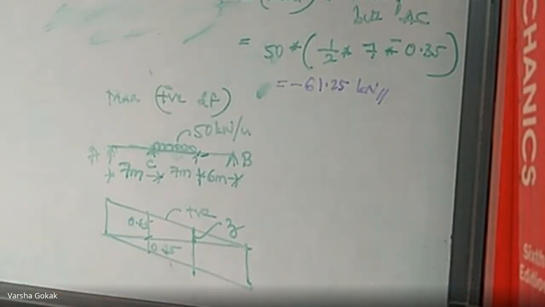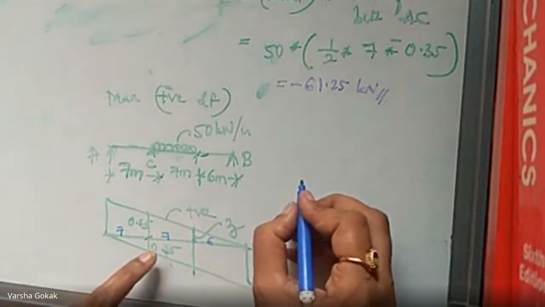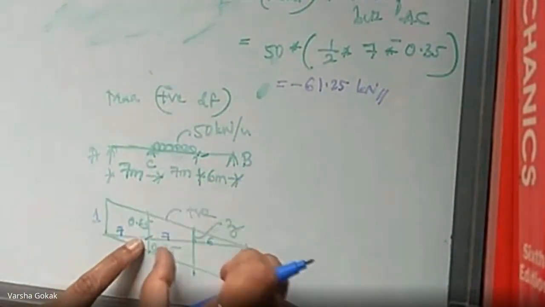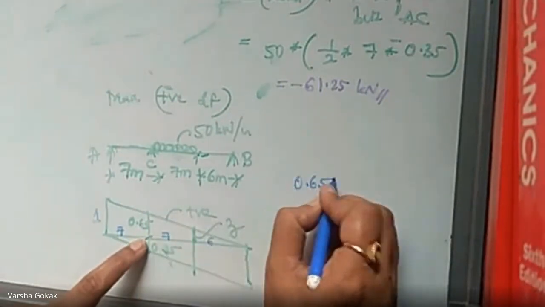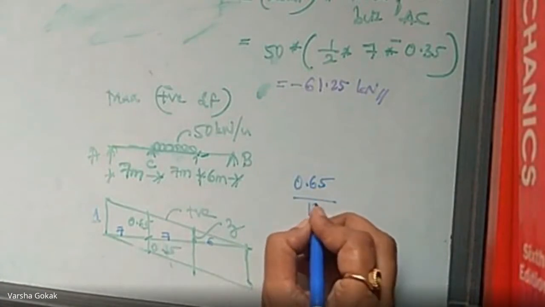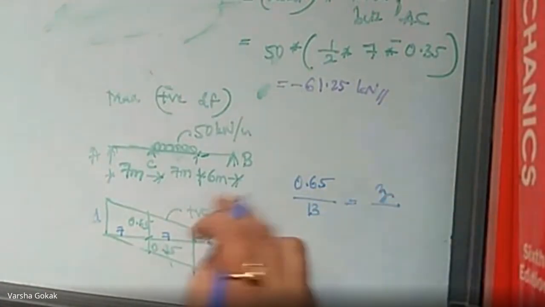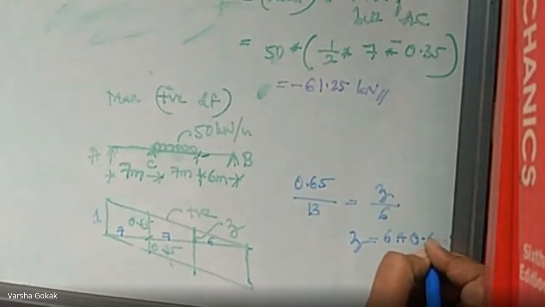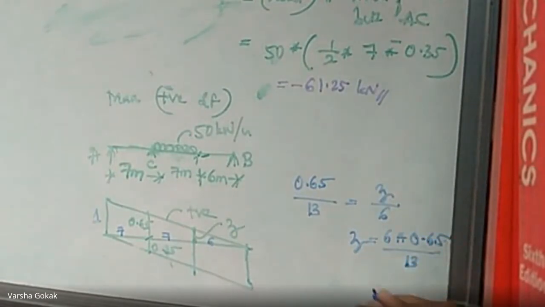I am calculating positive, so I need this value of Z. How do you calculate that value of Z? This is 7, this is 7, this is 6. From similar triangles, or you can take this small similar triangle: 0.65 divided by this total distance. How much is this total distance? 13 is going to be equal to Z divided by 6. What is the value of Z? 6 into 0.65 divided by 13. How much is this, please?